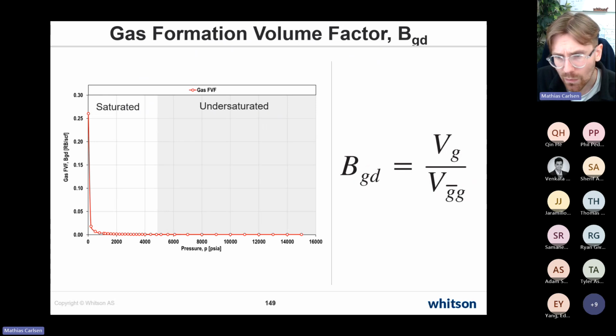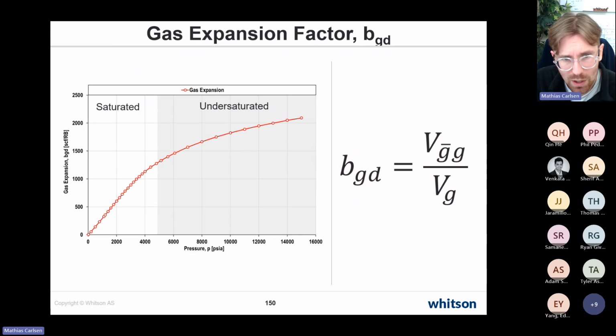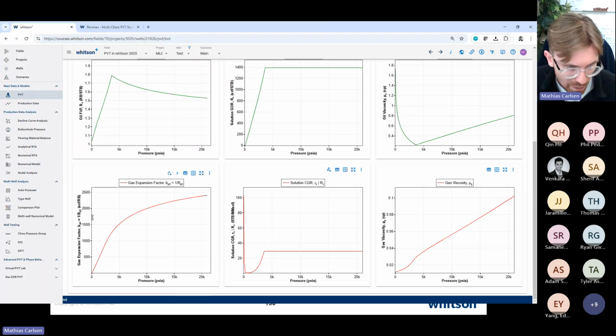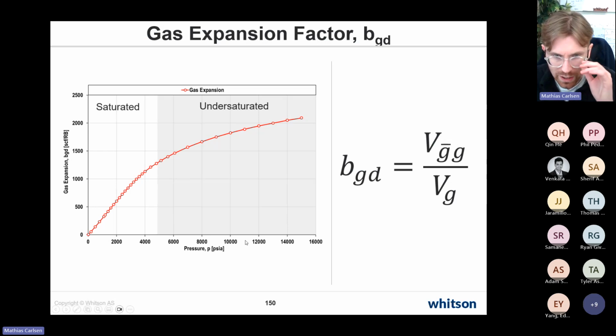The gas formation volume factor is very hard to plot graphically, so in Whitson plots what is typically recommended is to plot the inverse, which is the gas expansion factor. That's what you'll see being plotted here. It's just easier to read graphically, and it's just the inverse of the gas formation volume factor.